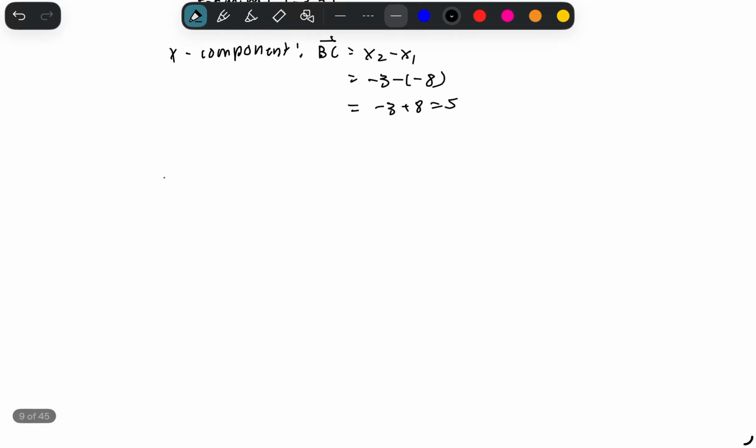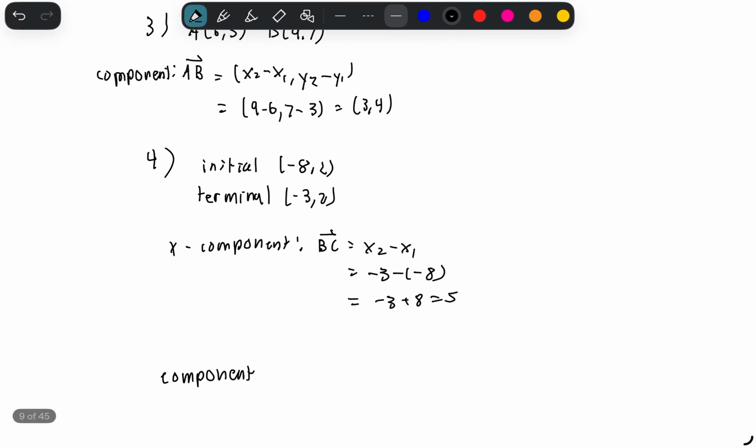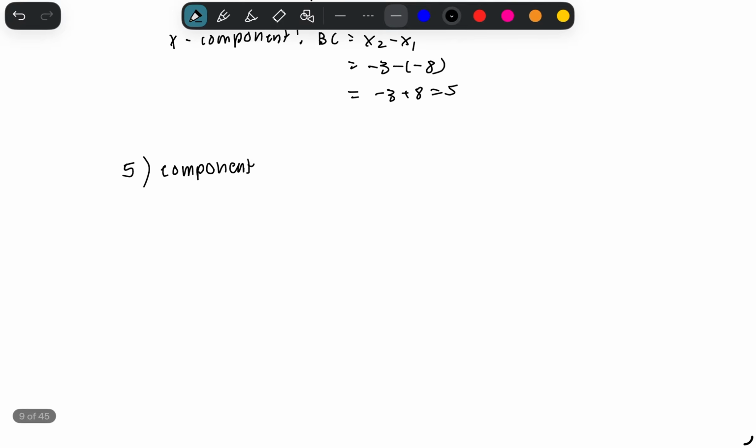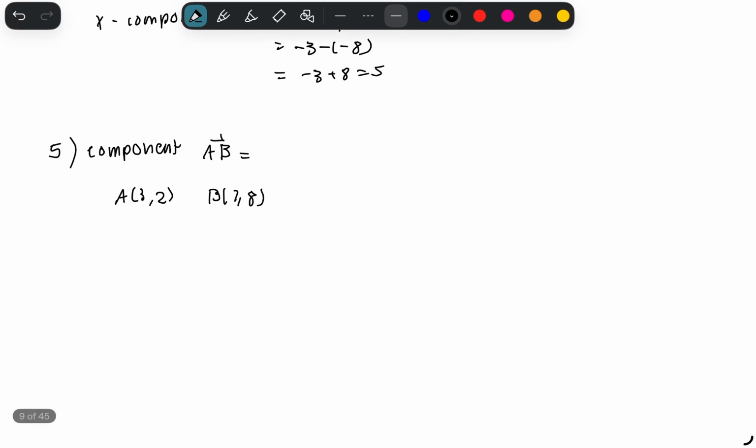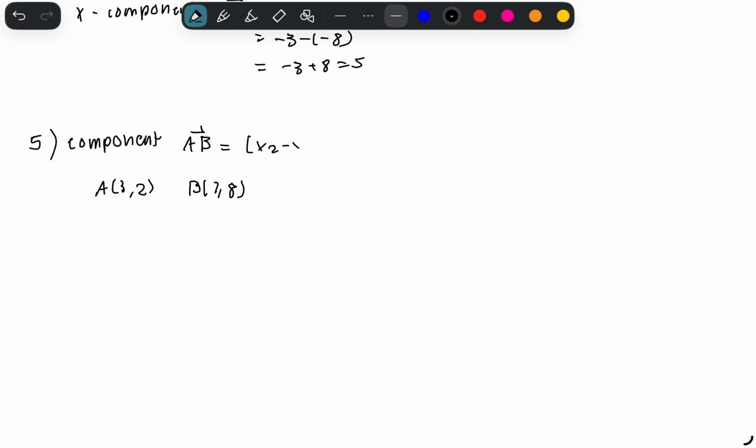Let's say that we want to find the component form of a vector AB, given that we have A (3, 2) and point B (7, 8). So this is going to be x2 minus x1, y2 minus y1. So that's 7 minus 3, 8 minus 2, which is (4, 6).